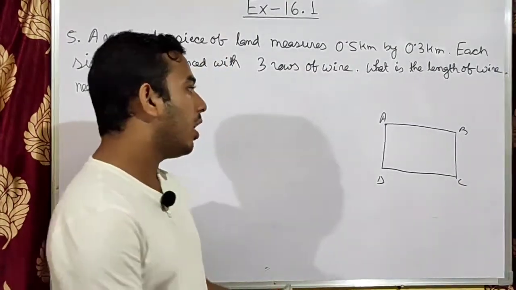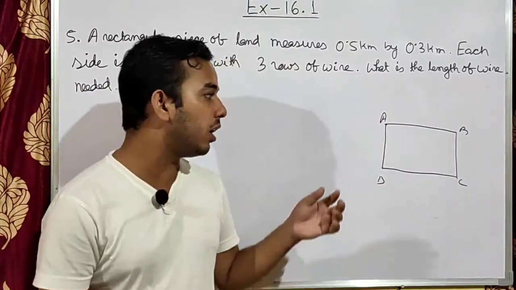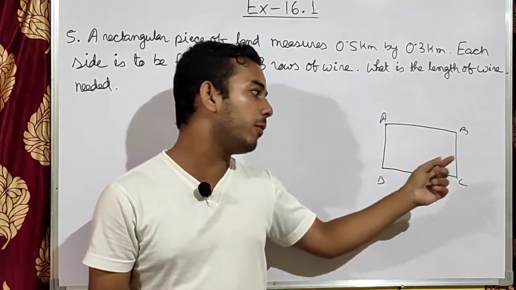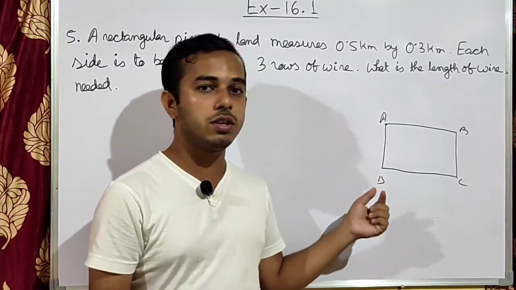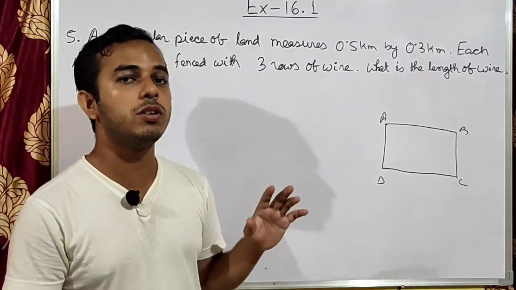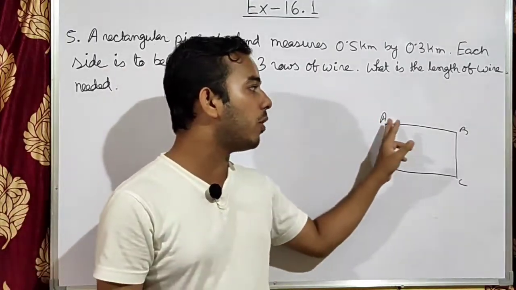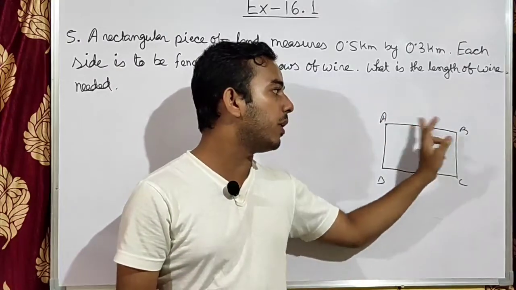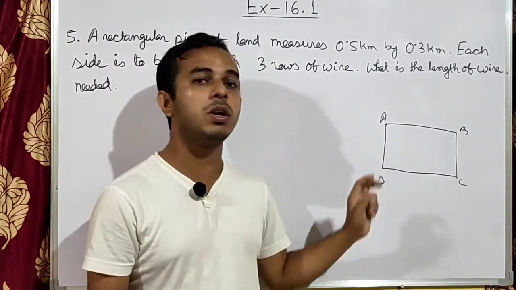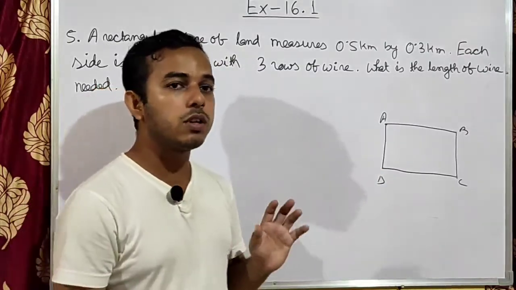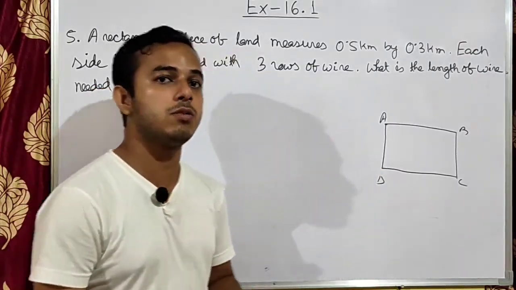Clear? Now think, will we give a boundary from A to B, leave this side open, then from C to D? Do we give a boundary wall like this? No, we don't. We have to give a boundary wall on all sides: A to B, B to C, C to D, D to A. We must not leave any space, otherwise anything may enter your home through it.